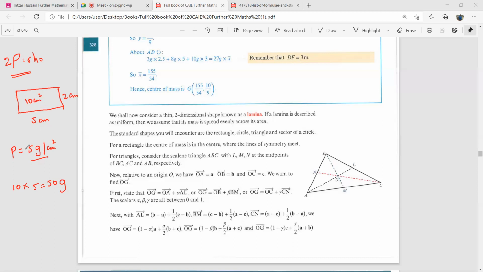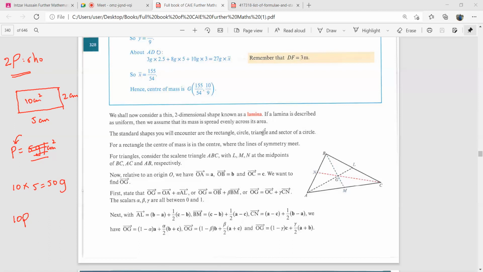For instance, instead of giving this as 5 gram per centimeter square, you were just given that this is rho. Then the total mass would be 10 rho. Okay? So you will have to write this in terms of rho. So I have told you briefly how to find the mass once you are given the mass per unit area, and you can determine the area of that lamina.